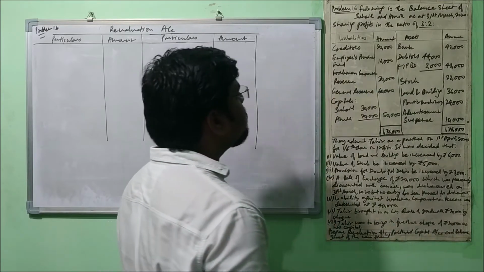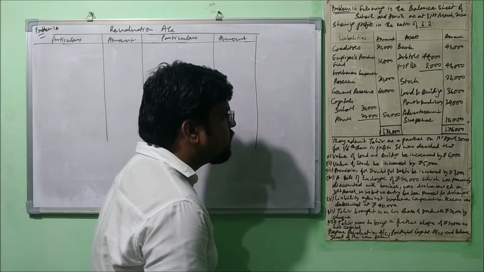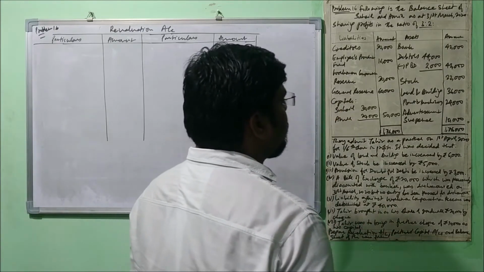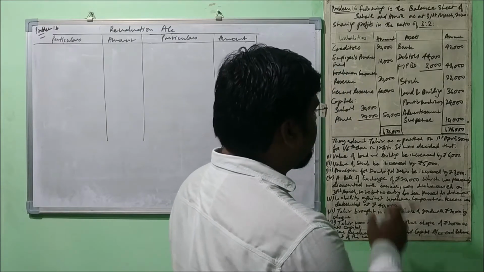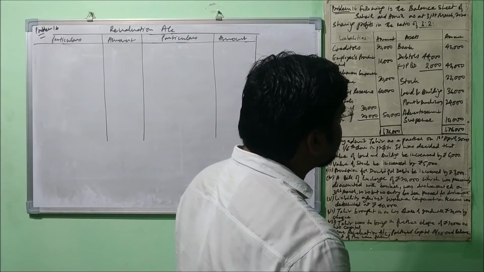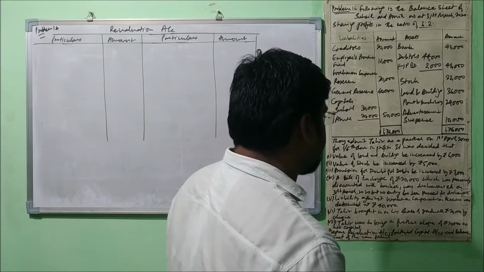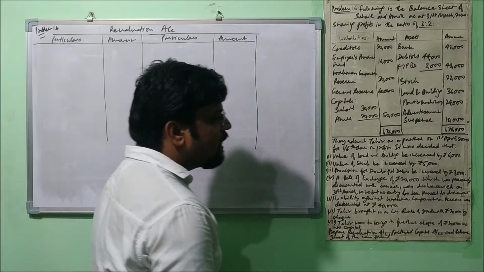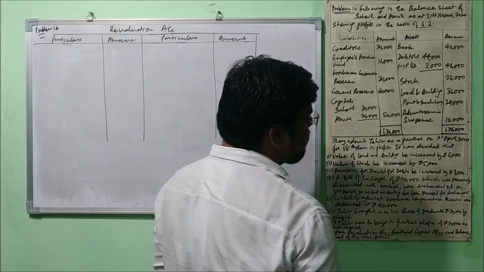On the liability side, we see creditors, employees provident fund, workmen compensation reserve, general reserve, capitals of Sohail and Amir. Bank on the asset side, debtors minus PVD, provision for bad debts, stock, land and building, plant and machinery, advertisement spent. They admit Tahir as a new partner on 1st April 2020 for 1/6 share in profit.